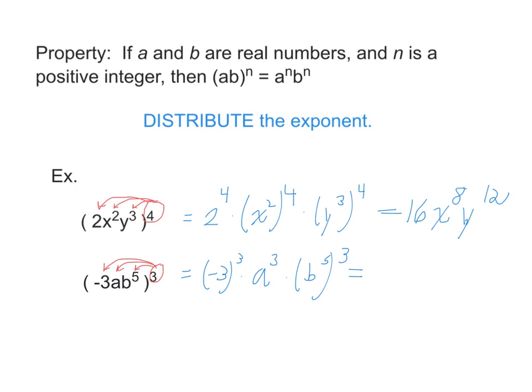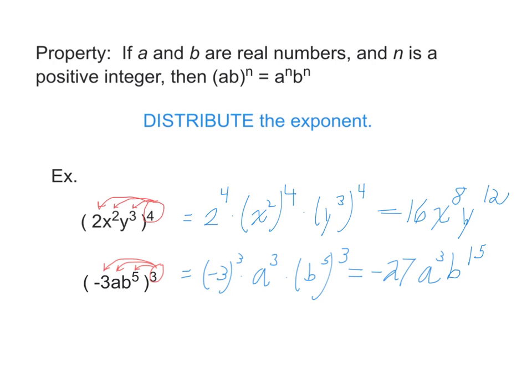This requires some more simplification. Negative 3 cubed is like saying negative 3 times negative 3 times negative 3, which is negative 27. For the b part, we have a power to a power, so those get multiplied. 5 times 3 is 15. So my final answer is negative 27, a cubed, b to the 15th.